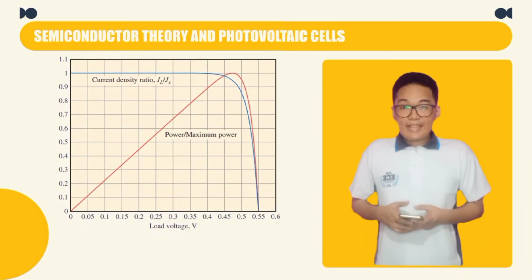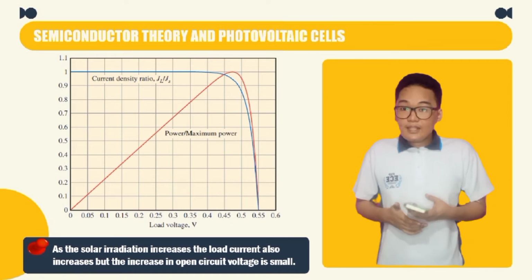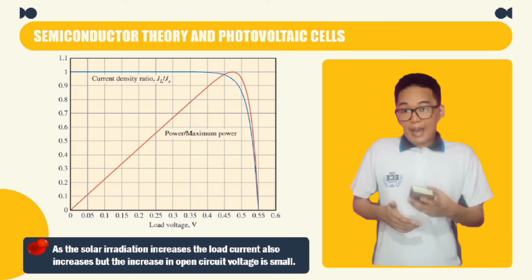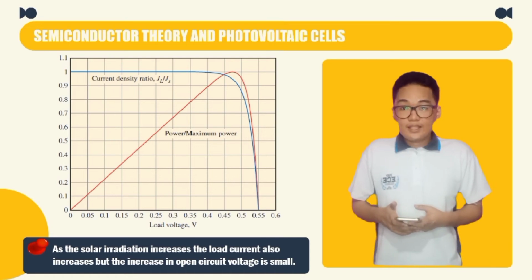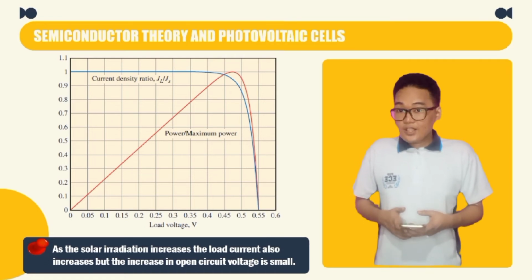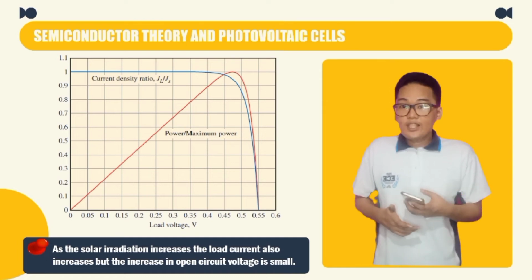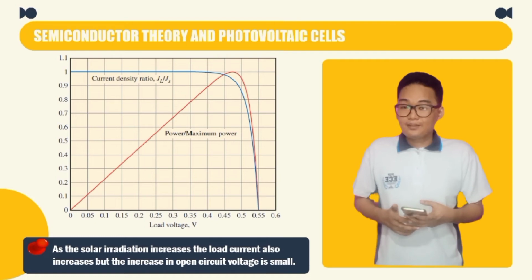By properly establishing a relationship among the previous equations, we can derive this graph. Basically, this graph tells us that the power output from a photovoltaic cell is proportional to solar radiation absorbed by the cell. We can also see that as the solar irradiation increases, the load current also increases, but the increase in open circuit voltage is small.